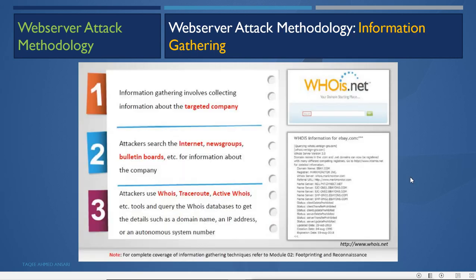So for the first web server attack methodology, the first thing is information gathering. Information gathering involves collecting information about the targeted company. Attackers search the internet, news groups, bulletin boards, etc. for information about the company. Attackers use Whois, traceroute, active Whois, etc. tools and query the Whois database to get details such as domain name, IP address, or autonomous system number. These things are part of footprinting and reconnaissance, which we have already done in a different lecture.